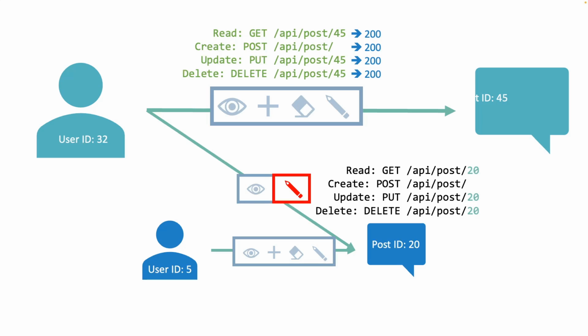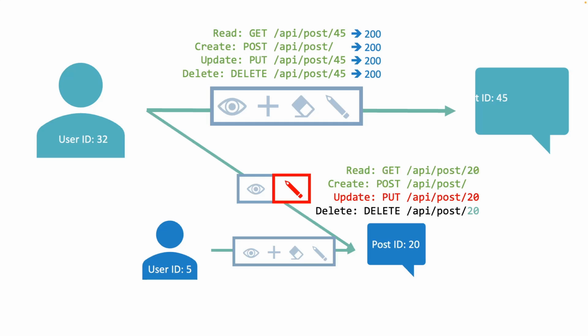However, when we start adding cross-user, so where user 32 accesses post ID 20, which has been created by the user with the ID of 4. Read should work, because we can read somebody else's post, imagine something like Twitter. We should be able to create a post, because we're not interacting with a specific post, we're just making a post under our account. It's the same as the endpoint above.